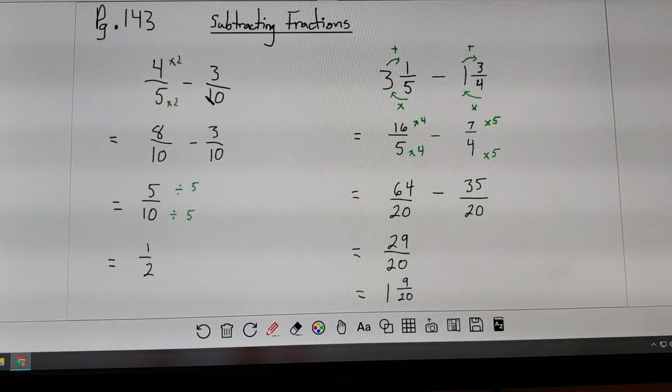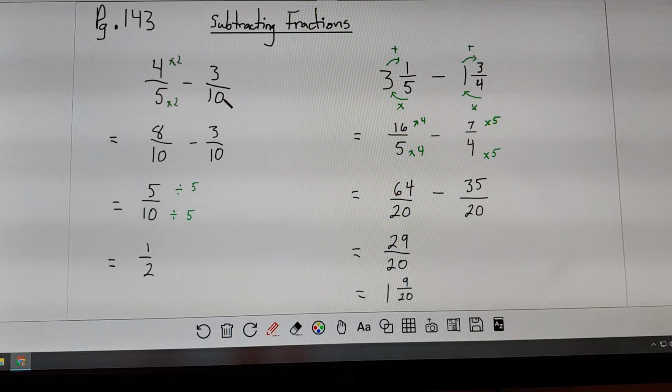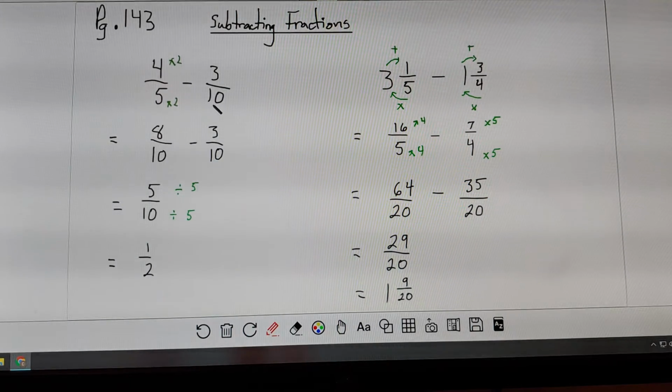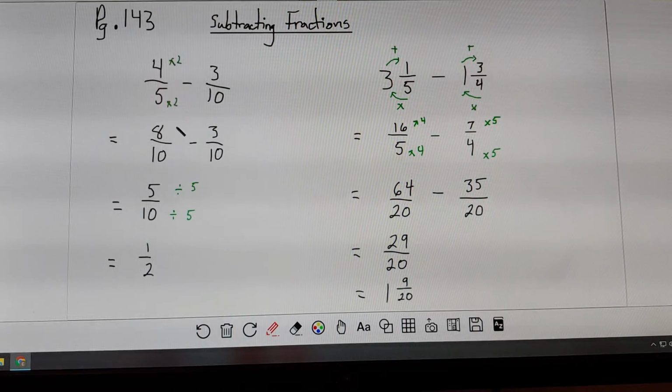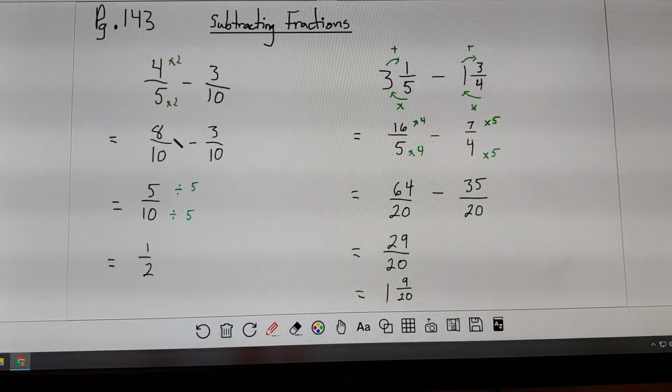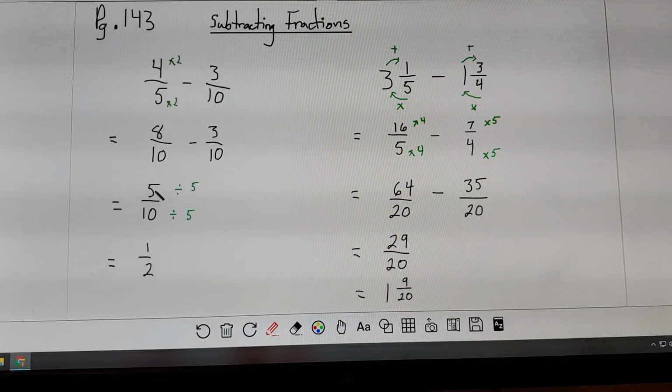So we can check, is there a smaller one? And sometimes you can just use one of the ones that already exists, and 10 works. So we're just going to multiply this fraction by 2, both numerator and denominator. We get 8/10, subtract 3/10, which gives us 5/10. Then divide them both by 5, and you get a half.